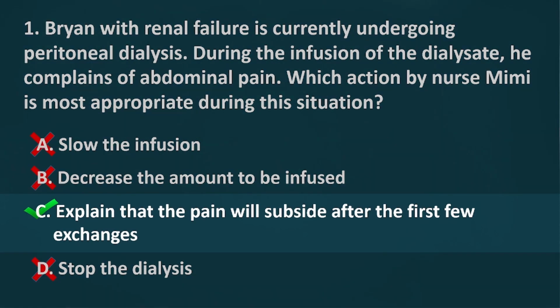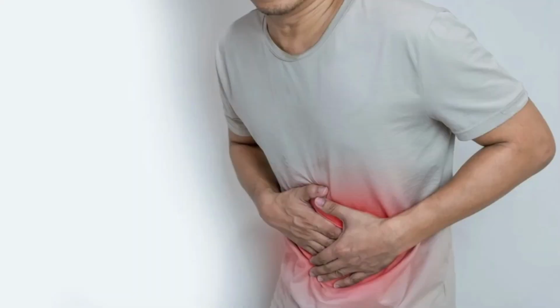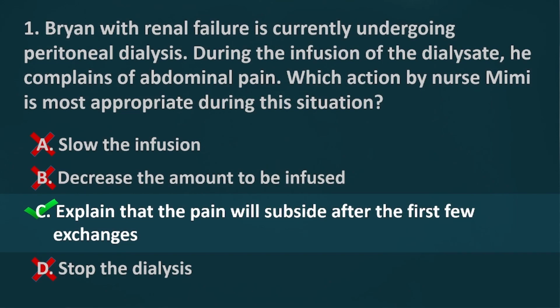The correct answer is letter C. Explain that the pain will subside after the first few exchanges. Pain during the inflow of dialysate is common during the first few exchanges because of peritoneal irritation and muscle cramps caused by fluid loss and change in electrolytes. However, the pain usually disappears after a few weeks of treatment. The infusion amount should not be decreased, and the infusion should not be slowed or stopped.